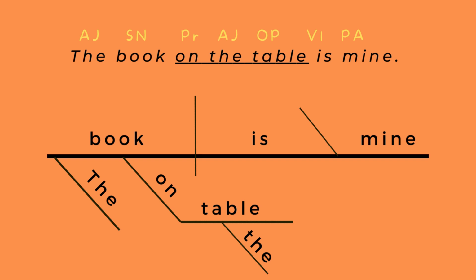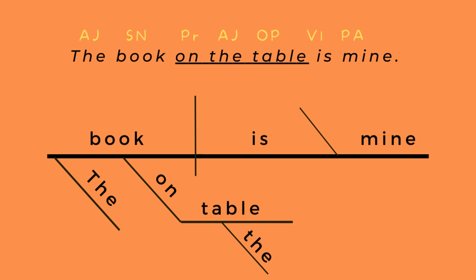So we've labeled our verb with a little L for linking, and then we have labeled our predicate adjective with a PA for predicate adjective. And now you have completely labeled that sentence. So we're going to go down and look at our diagram here.